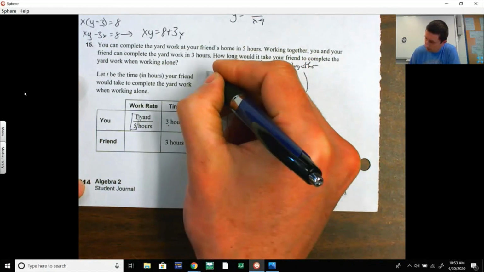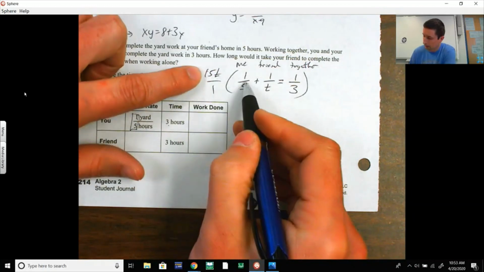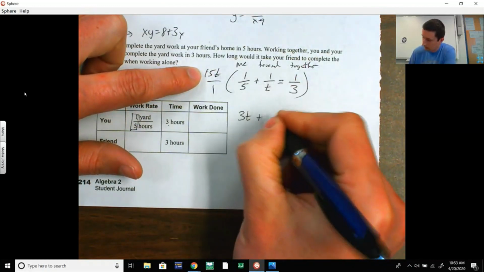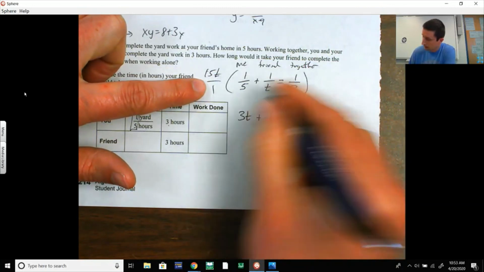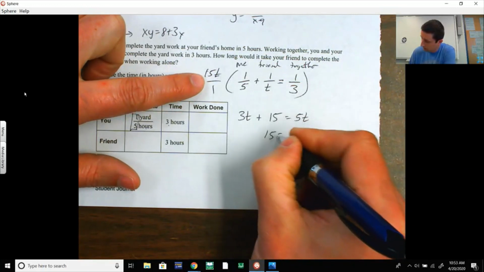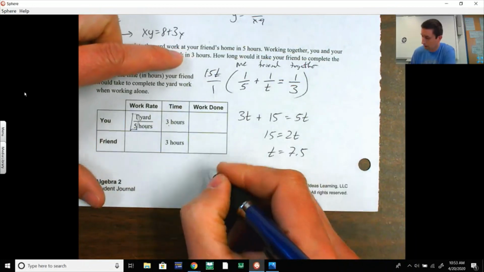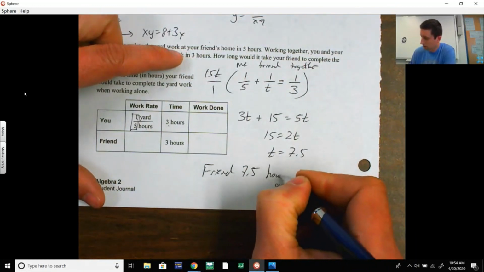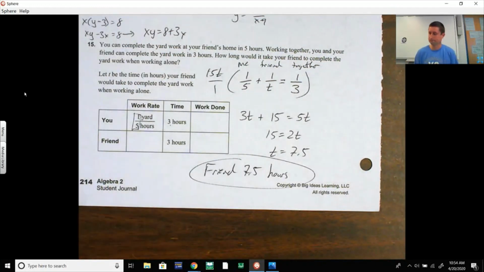Common denominator there would be 15t. So when I take it times the first one, the 5's cancel off, leaving me with 3t. Take it times the second one, the t's cancel off, leaving me with 15. Take it times the last one, the 3's cancel off, leaving me with 5t. So 15 would equal 2t, and t would equal 7.5. So it would take your friend 7.5 hours to do that job alone.